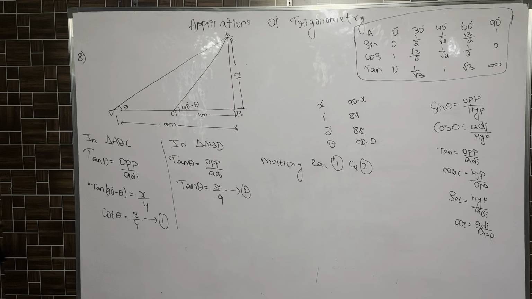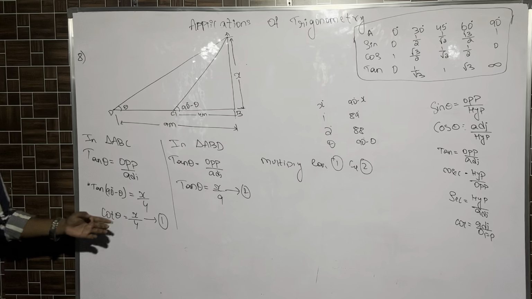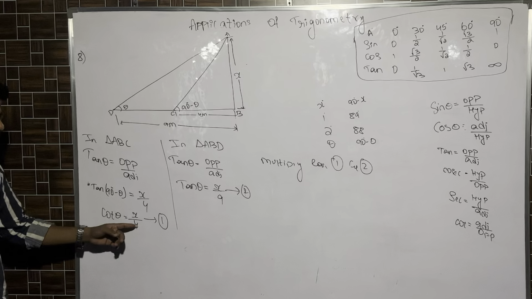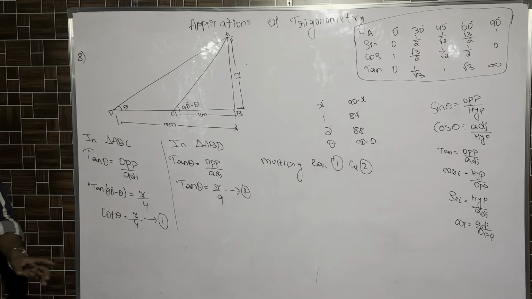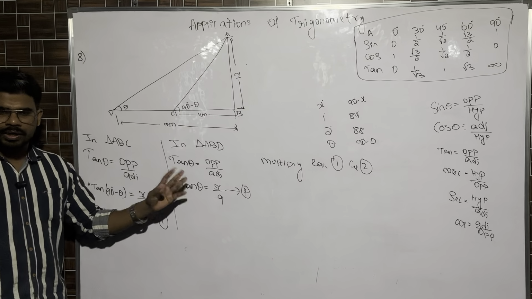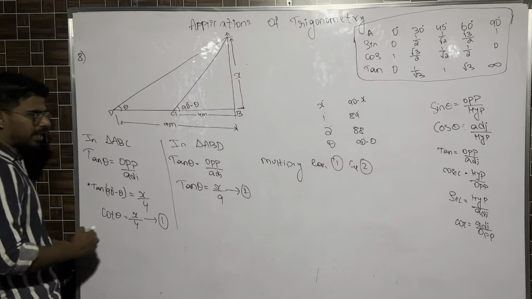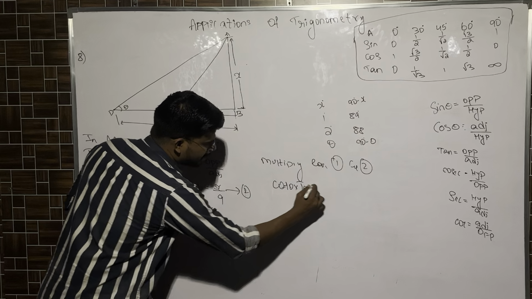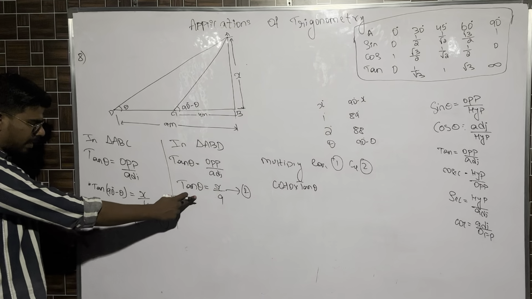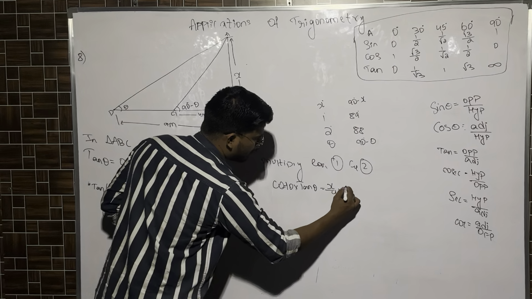In equation 1, on the left hand side I have cot. In equation 2, on the left hand side I have tan. I have to find the value of x now, so I have to get rid of these two trigonometric terms, tan and cot. Tan and cot should no more be there in the problem. So I am multiplying cot theta into tan theta, the left hand sides of both equations, which is equal to x by 4 into x by 9.